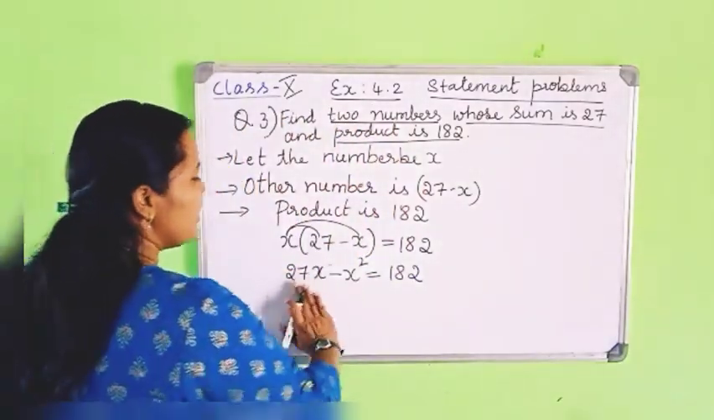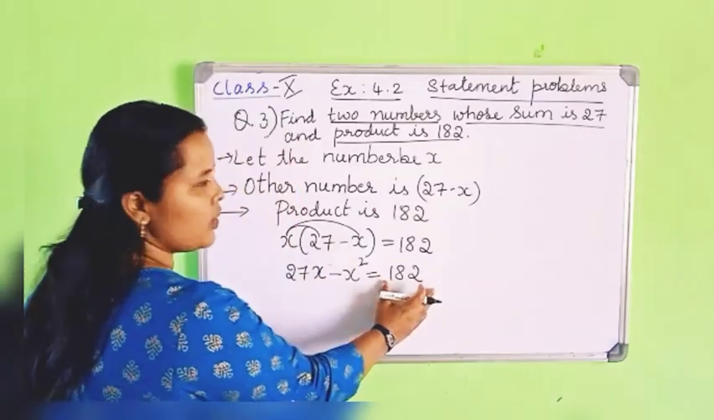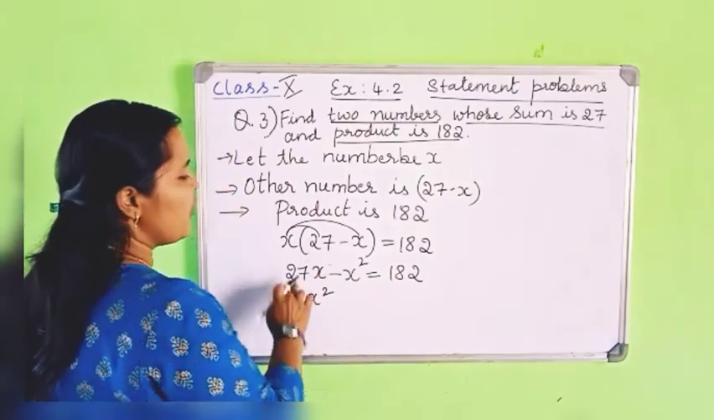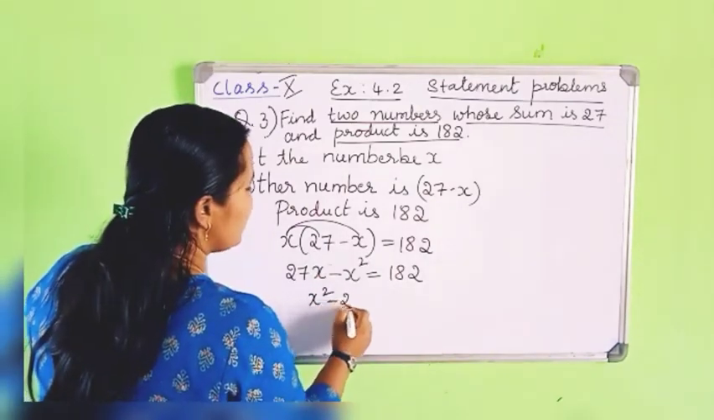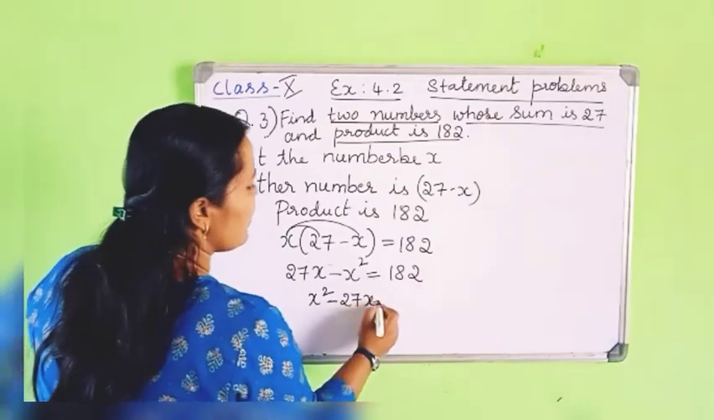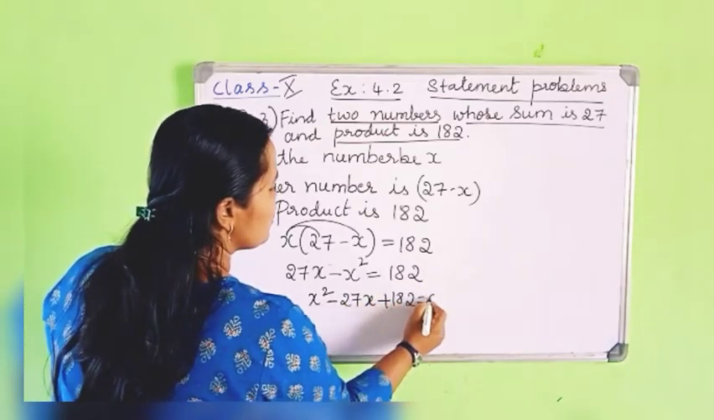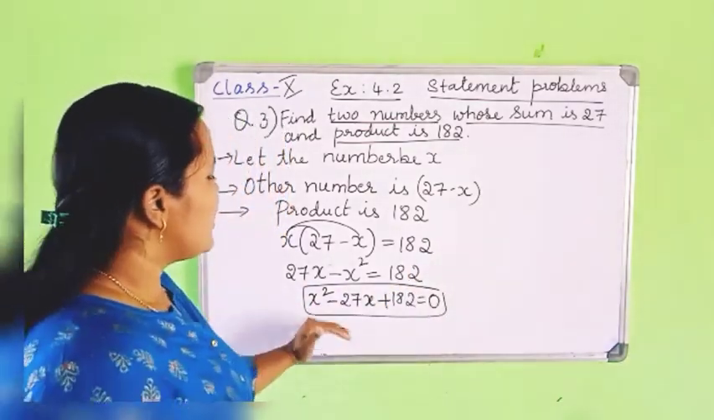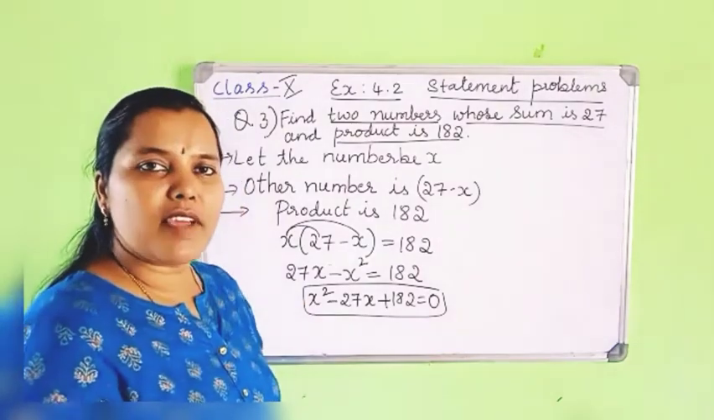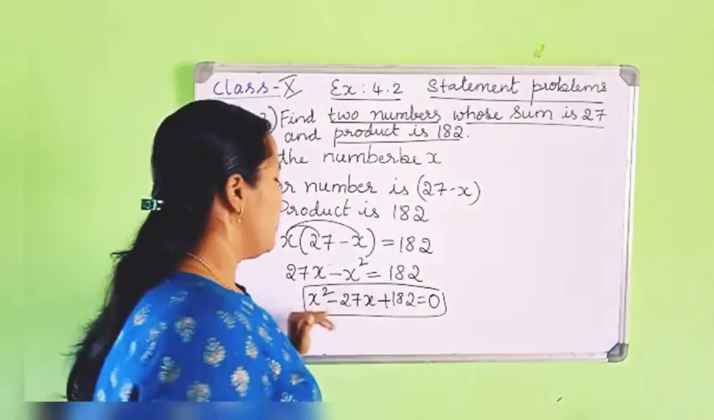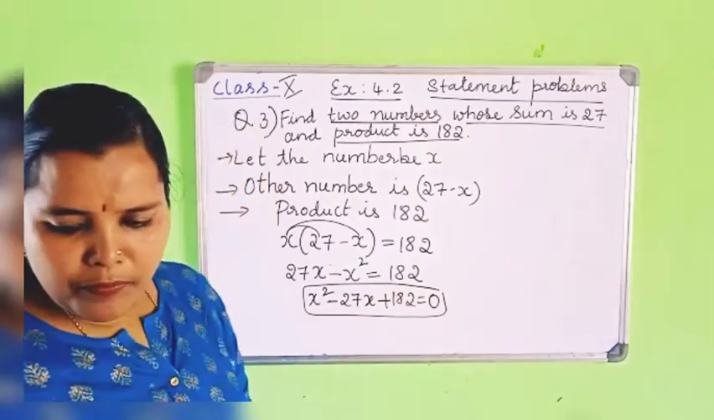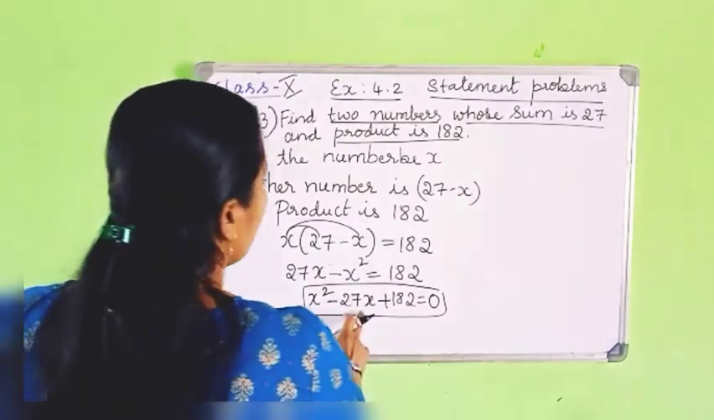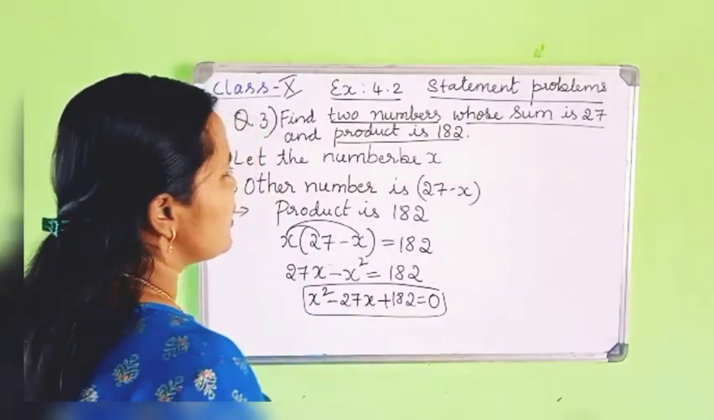So we have degree 2 here. Take these two terms to the right side. We have already 182 in the RHS. So take minus x square to the right side, we will get plus x square. And 27x to the right side will get minus 27x. And already 182 is there. You add plus 182 is equal to 0. So this is our equation now. We already know how to factorize this. Next we'll solve x square minus 27x plus 182 is equal to 0.